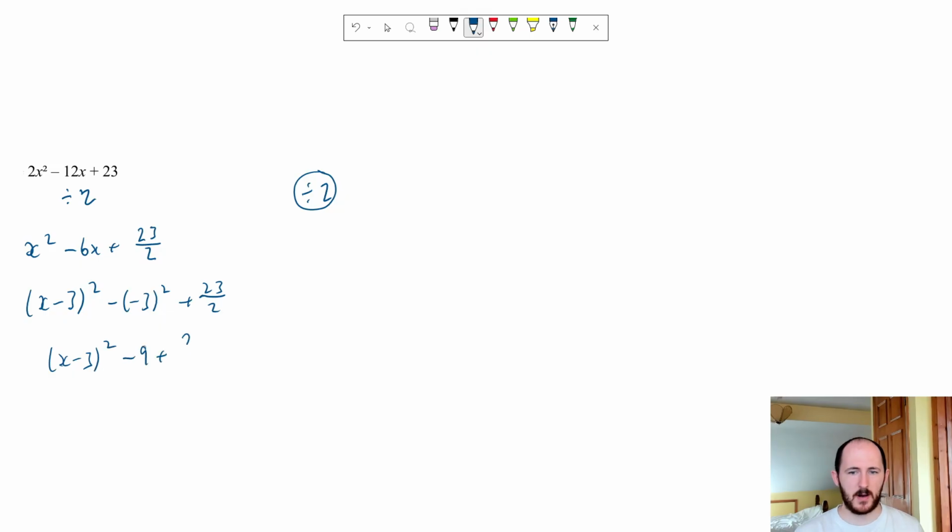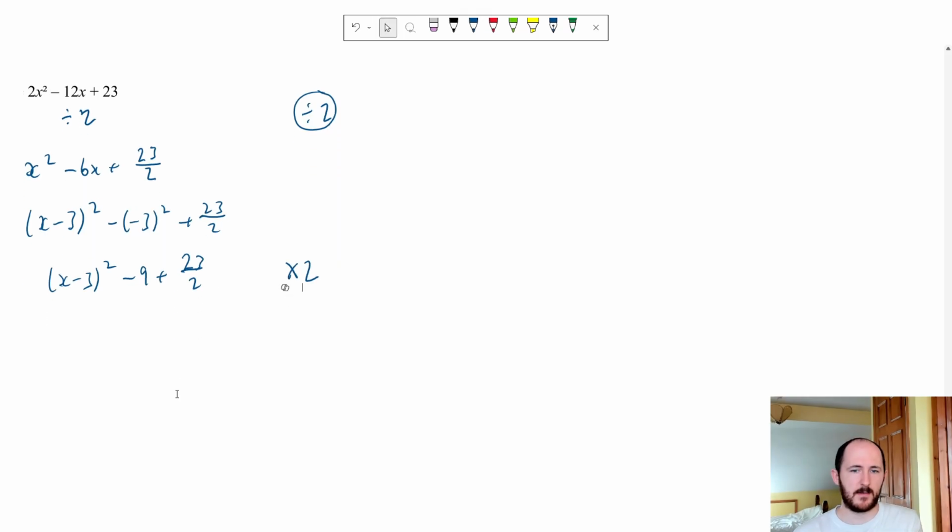Now I could combine the fraction now, or I could do something a bit clever. Because I've divided the whole thing by 2, my answer needs to be times by 2. So I'm just going to times by 2 now. That way I don't need to combine fractions. I can make my life a bit easier. So that becomes 2 times (x minus 3) squared minus 18 plus 23. So we get 2(x minus 3) squared plus 5.